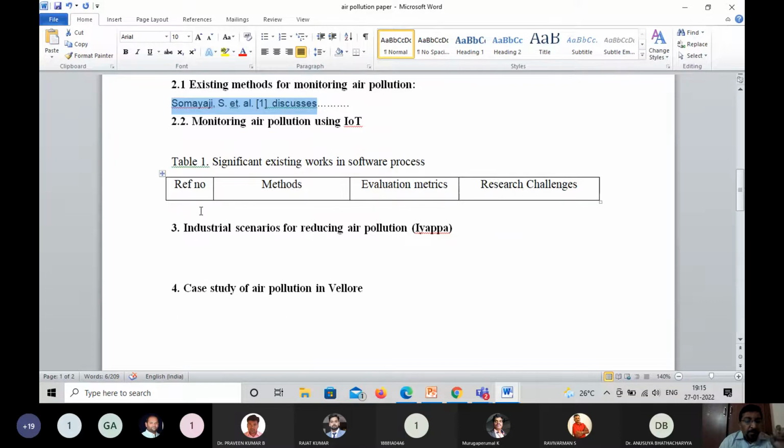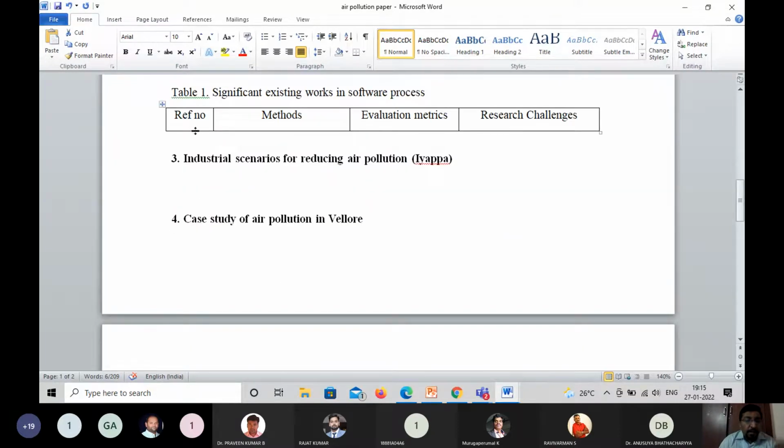Maybe 4 or 5 important papers, which are very recent. What are the methods, how the authors have approached that particular problem, what are the metrics which were used for evaluating that problem, and what are the research challenges and future work which can be done out of this. So this particular part, we need to write it.